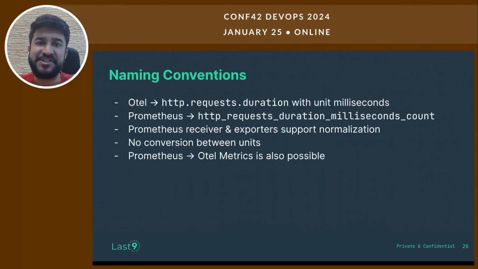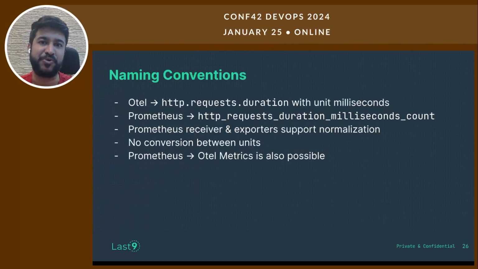The naming conventions are also different in the case of OTel and Prometheus. OTel uses the dot notation, so http.request.duration is something that it uses. Additionally, it enforces that every metric should have a unit as well. Prometheus does not use dots, it uses underscores for metric and label names. And sometimes the unit is also part of the metric name itself. So that is one of the key differences.